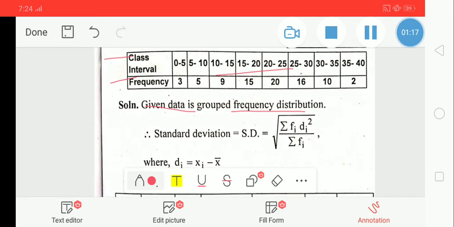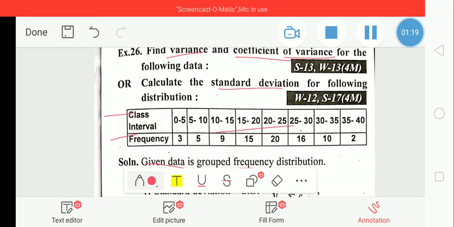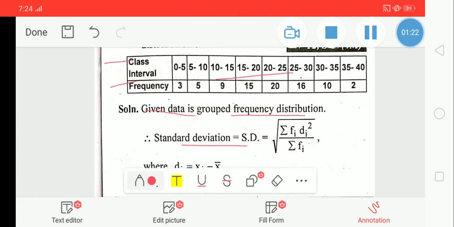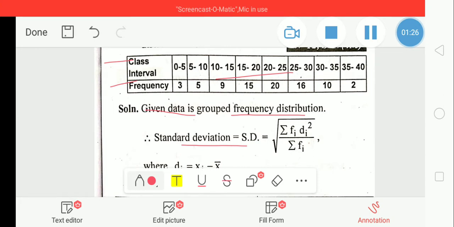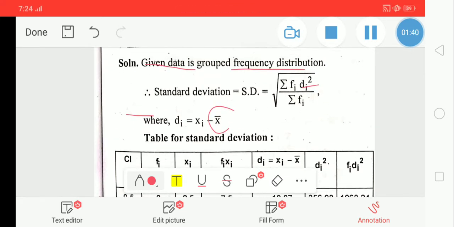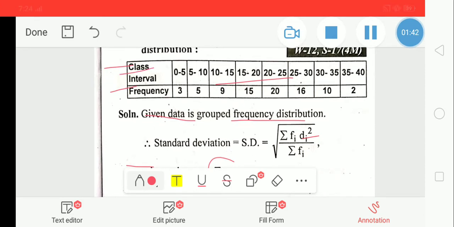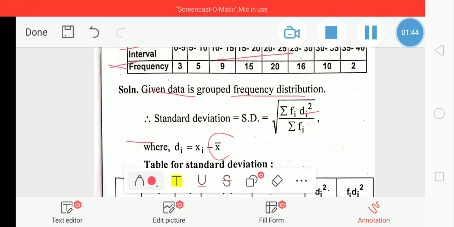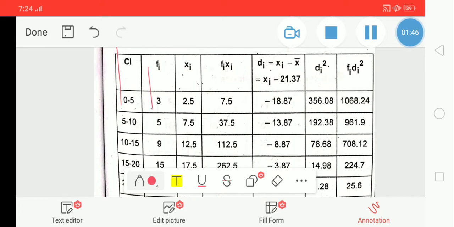Now we want the standard deviation of group data, that is SD equals the square root of summation of fi di square divided by summation of fi. We know that di is equal to xi minus x bar, where x bar is the mean. Now put the values of class interval and frequency. Here the frequencies are 3, 5, 9, and so on.